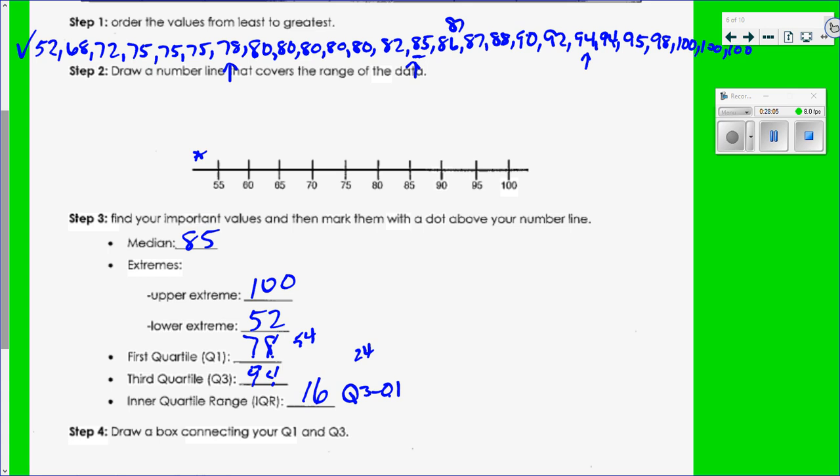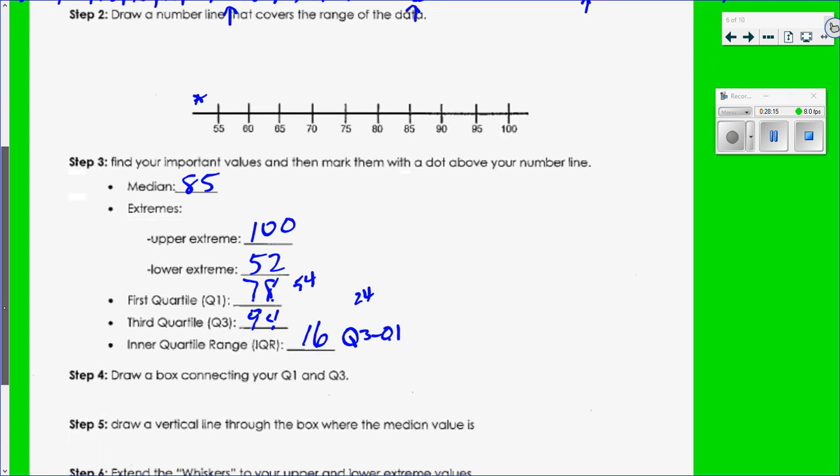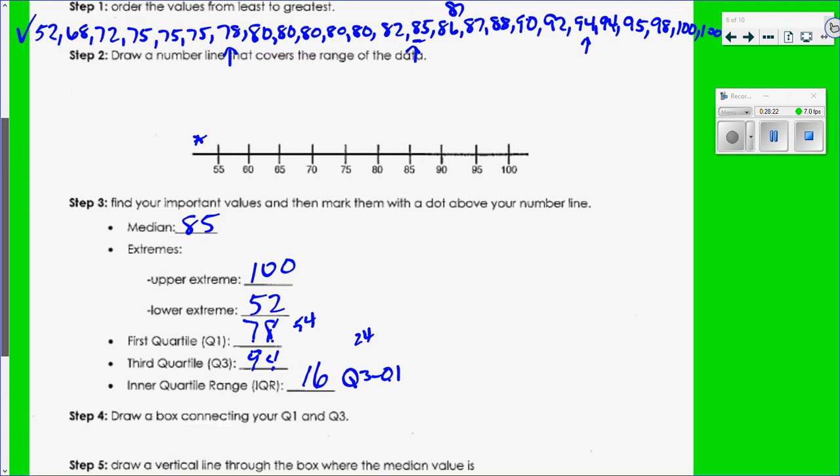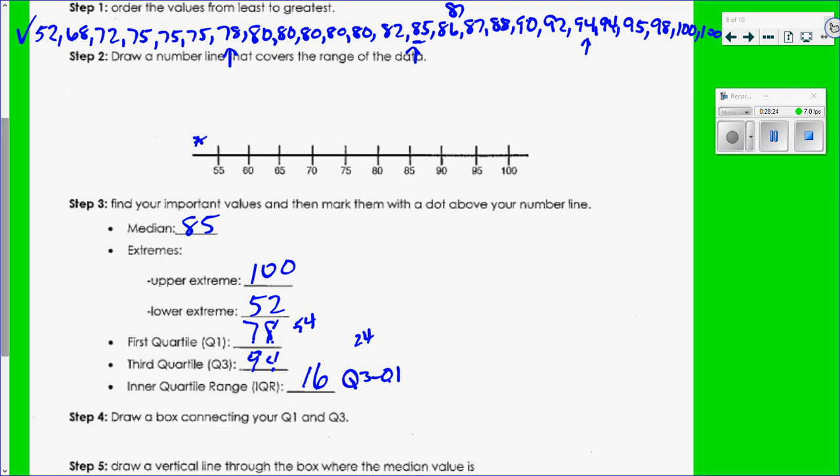So I counted to 7, that was 78. And then I counted 7 past my median, got me to the 94. So that was my Q1 and my Q3. So I put those in. I have the median was 85. The upper extreme was the 100. The lower extreme was the 52. My first quartile is that first one at 78. Third quartile is that last one at 94. Gave me an interquartile range of 16.